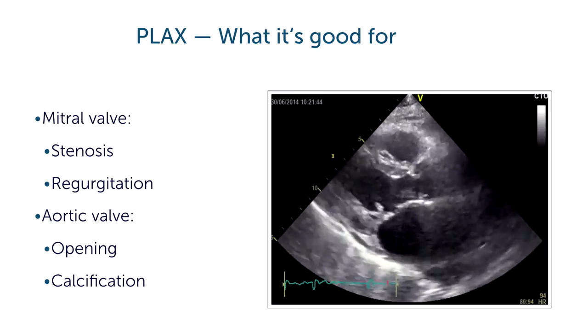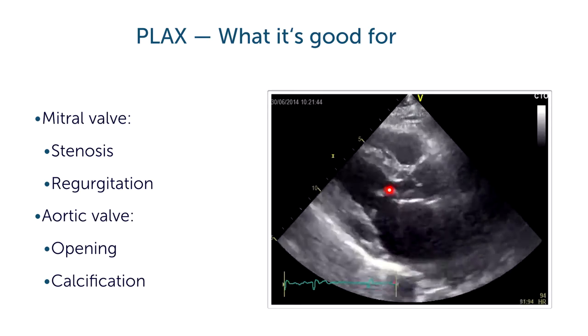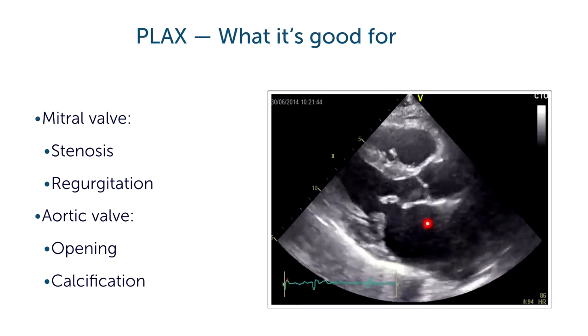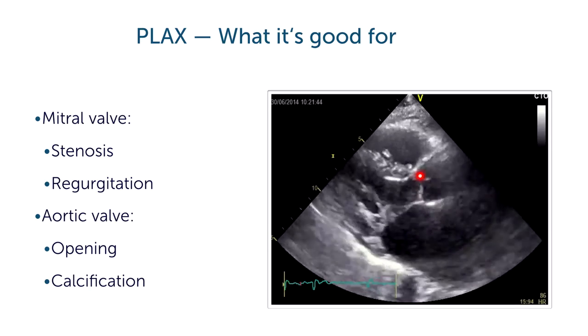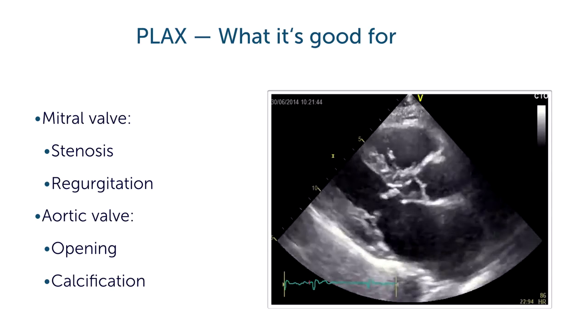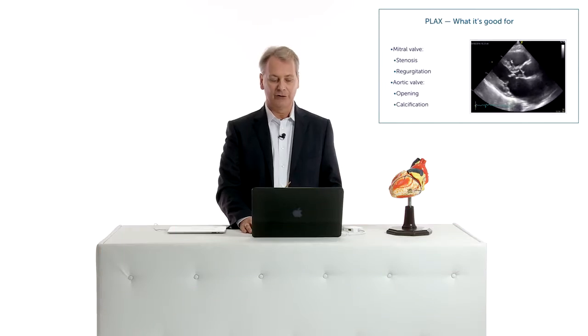You will be able to look at stenosis of the mitral valve, regurgitation of the mitral valve. You can look at how well the aortic valve opens, whether or not it's calcified, and whether or not, for example, regurgitation or stenosis is present. So actually, with one parasternal view, you probably already have 80% of the exam done.